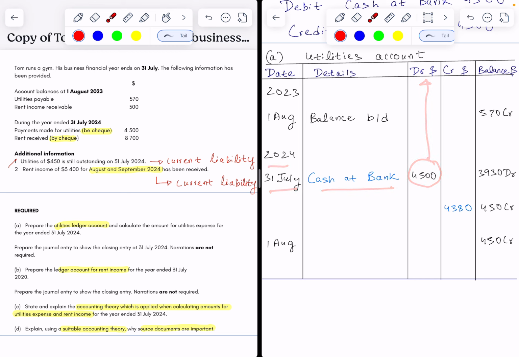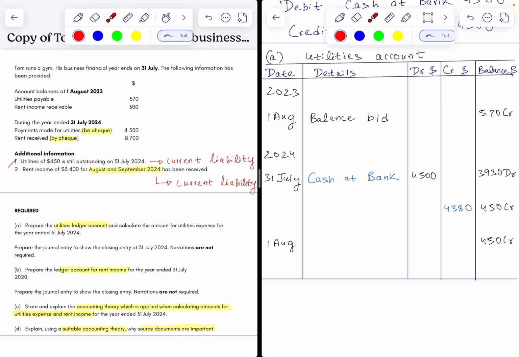Okay. Now, 4,500 debits and 570 credits. They're two different things. So what we have to do now, we find the difference between 4,500 and 570, which is 3,930. And obviously we have got more debits than credits, which you can understand based on the substantial amount of 4,500 debit compared to the 570 credit.